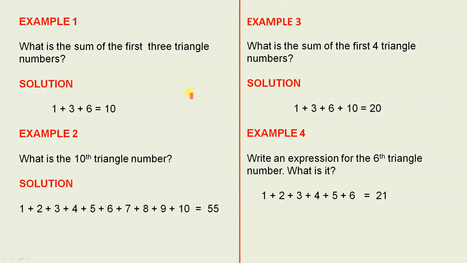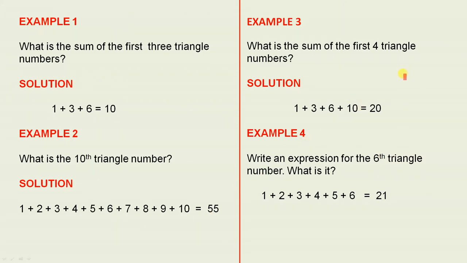Example 1. What is the sum of the first 3 triangle numbers? The solution: 1 plus 3 plus 6 gives you 10. So that's the first triangle number, the second one, the third one, and their sum is 10. What is the 10th triangle number? 1 plus 2 plus 3 plus 4, etc., right up to plus 10. When you add those up, you get 55.